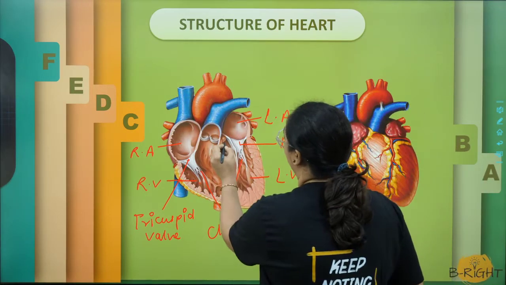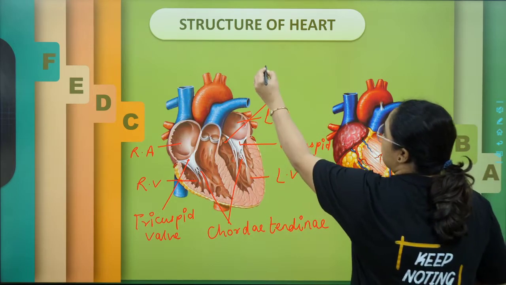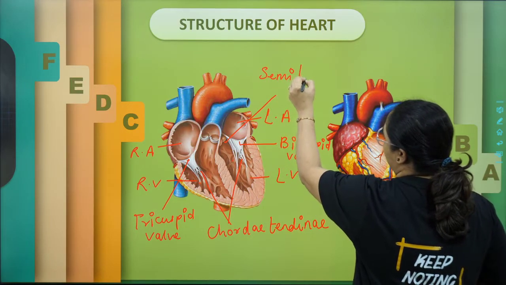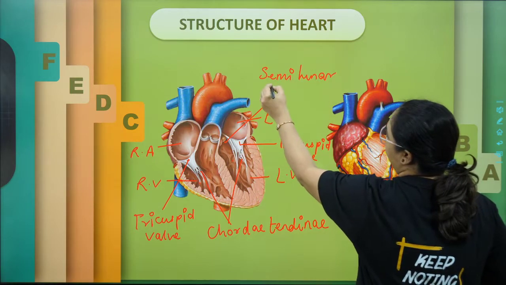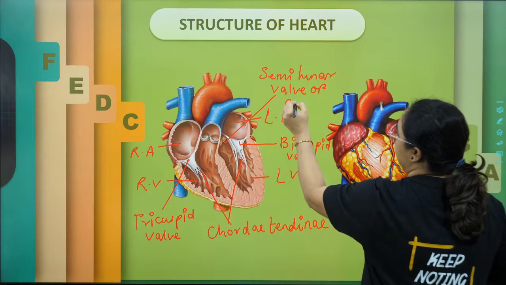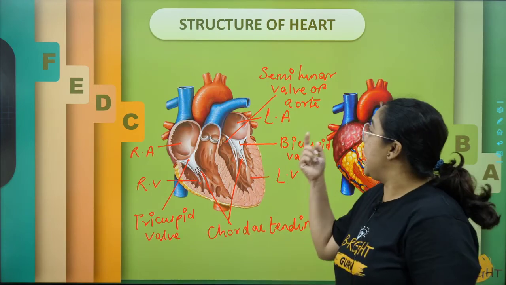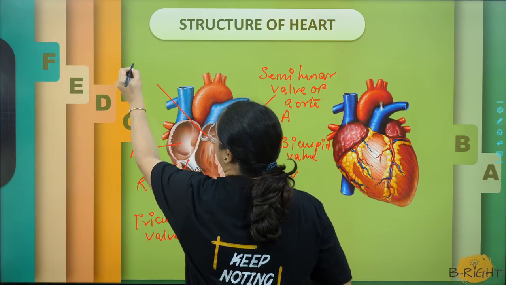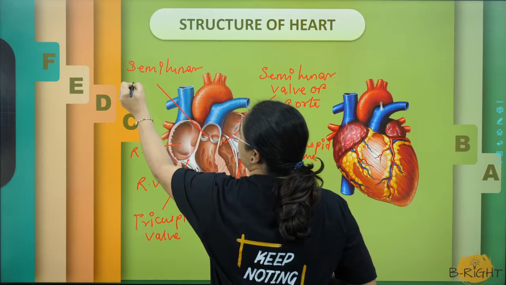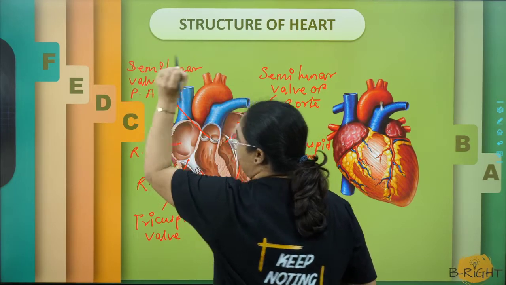Next, another valve over here, everyone can see this valve. This is the semilunar valve of aorta, and this one is the semilunar valve of pulmonary artery. Keep noting, guys. I am just writing down PA.